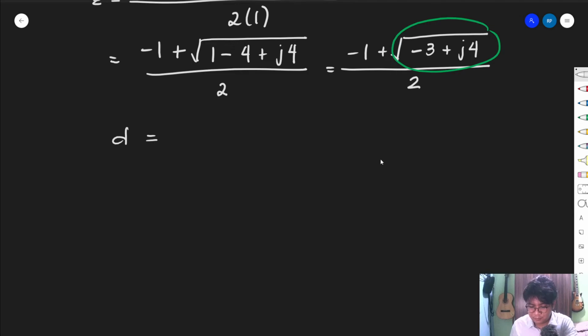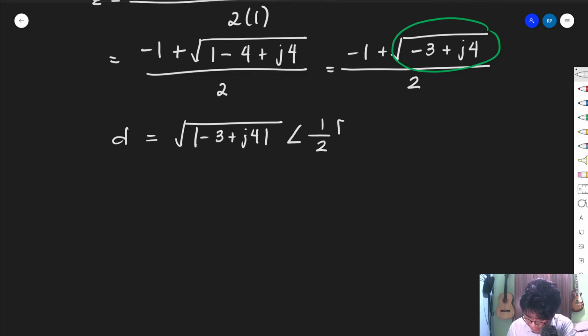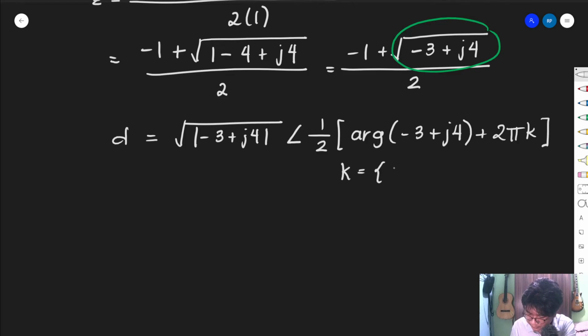For the discriminant, we have square root of the absolute value of negative 3 plus j4, angle 1/2, kasi square root siya, times the argument of negative 3 plus j4, then plus 2 pi k. And alam natin na ang k is 0 and 1. So what is our d sub 0?